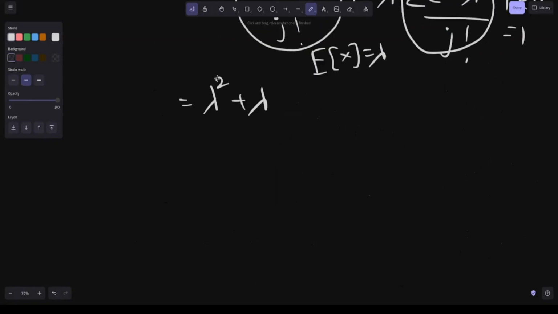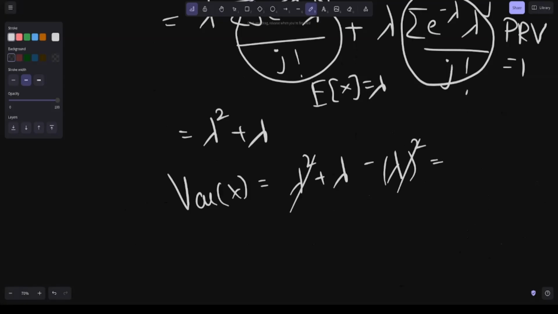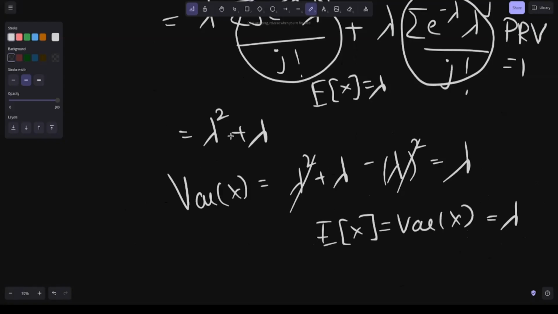So now we have to find the variance. Variance of X becomes this minus lambda whole squared. This gets cut, this gets cut, so the variance is also lambda. So we find out that our expectation is equal to our variance, which is also equal to lambda. So variance and expectation in both cases are nothing but lambda.